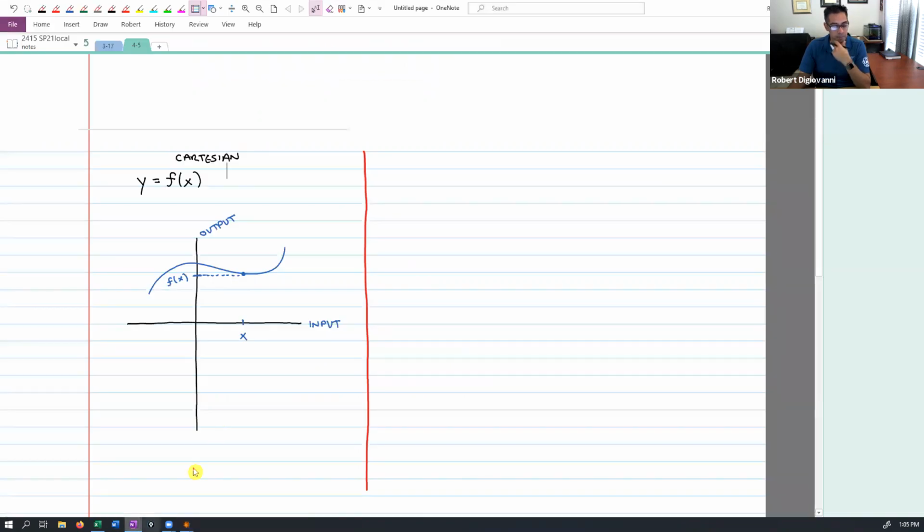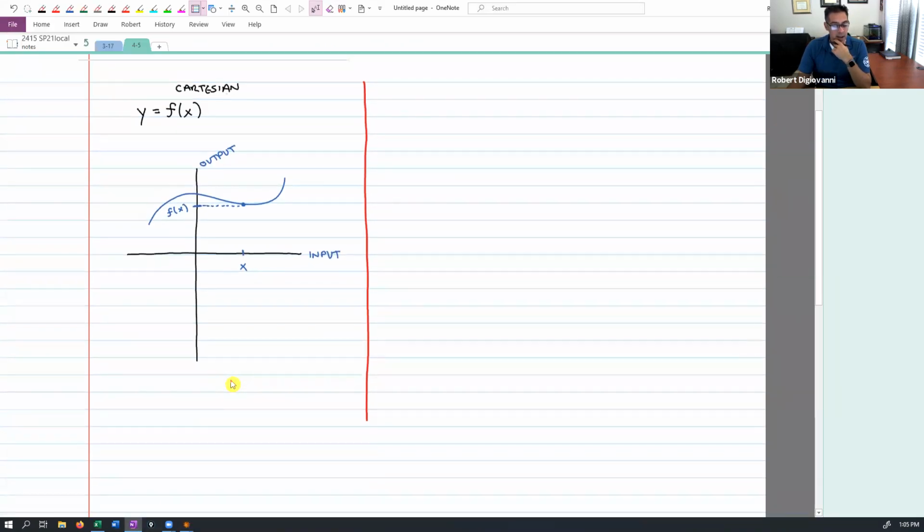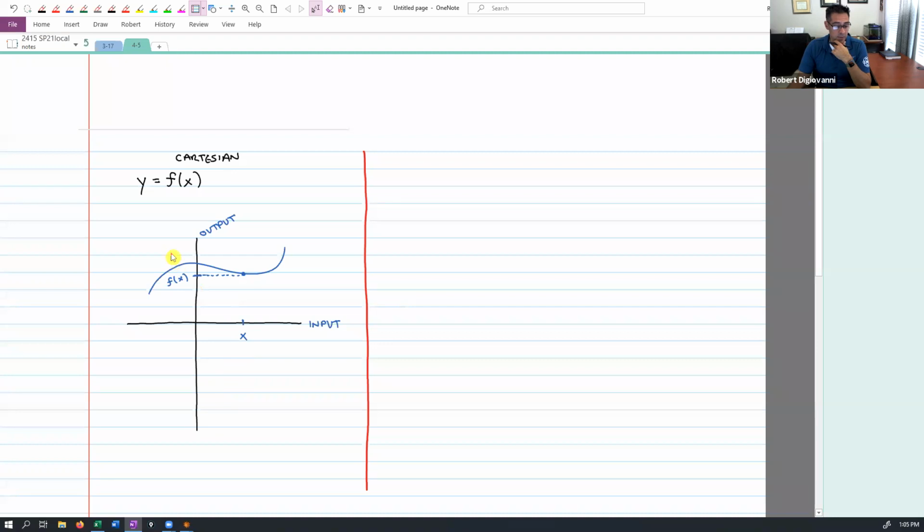All right, so let's go back to Cartesian. If we say that y is a function of x, then we can visualize a function of x by putting the input and output on the x and y axes.